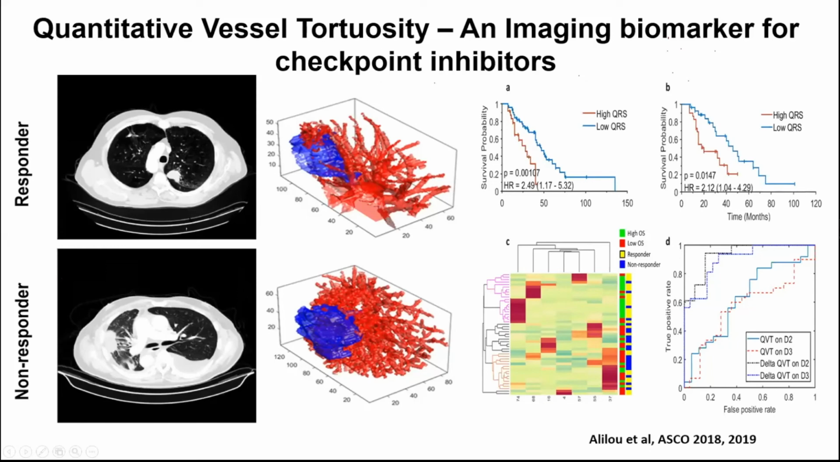So we've demonstrated in a number of abstracts, we currently have a paper that's under preparation, that you can really separate out, distinguish responders from non-responders to immunotherapy. We found that responders tend to have a much smoother vasculature. Again, non-responders had a much more convoluted, more twisted vasculature.